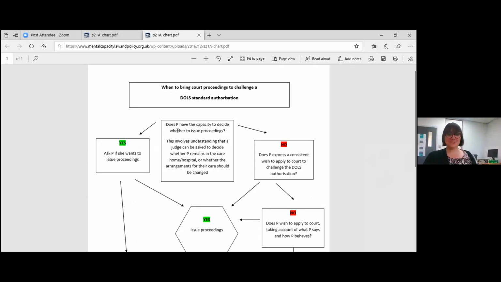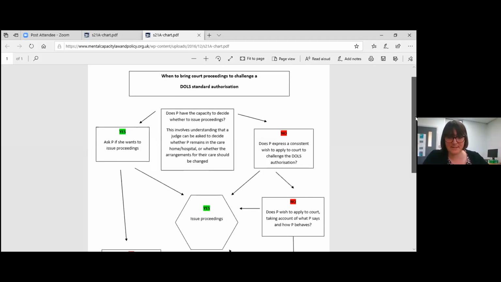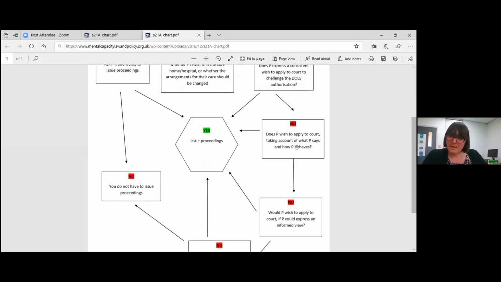So here's the flow chart. This is what I was just saying. Does the person have capacity to that low level? If they do, yeah, ask them. If they want to bring court proceedings, then bring court proceedings. If you think they don't, do they consistently say they want to challenge that standard authorization? Yes, well then issue court proceedings. If they don't, you have to then think a little bit more abstractly, I suppose.